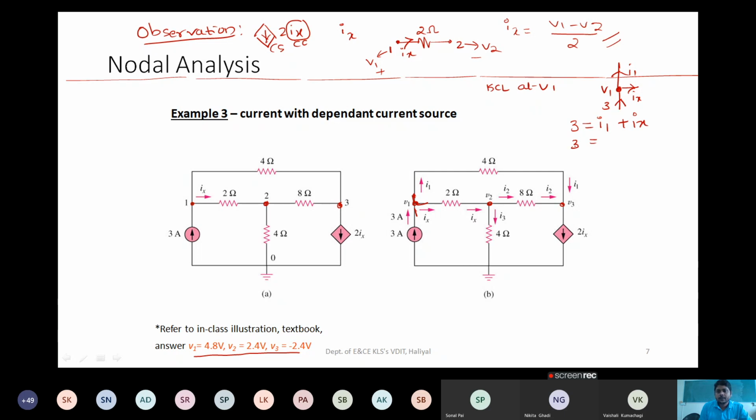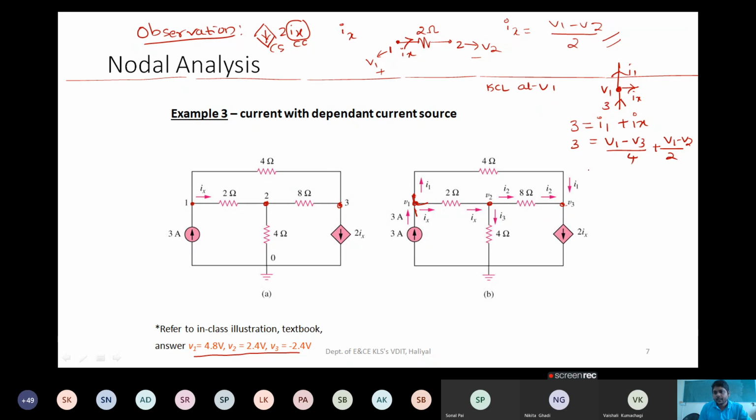So this will be 3 is equal to, what is I1, where is it flowing? It is flowing from V1 to V3, right? V1 to V3. So you can write here V1 minus V3 divided by 4 ohms plus, what is Ix? Ix we know already, it is V1 minus V2 divided by 2.